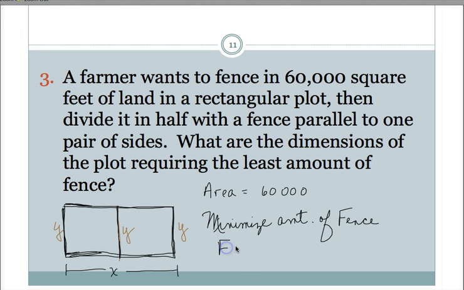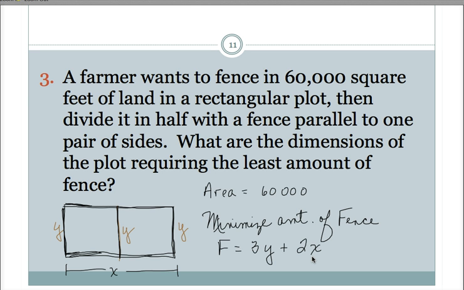F. All right, so it's kind of sort of like perimeter if you think about it. So I got 3 Y's and I got 2 X's. So that's my primary equation. That's what I'm trying to minimize.